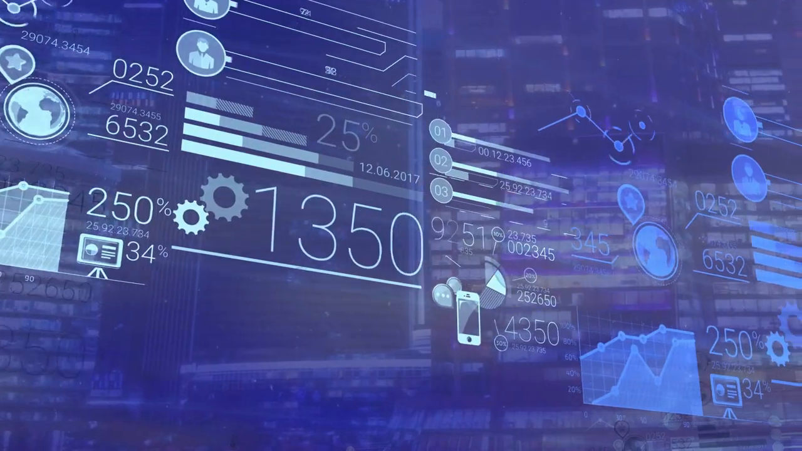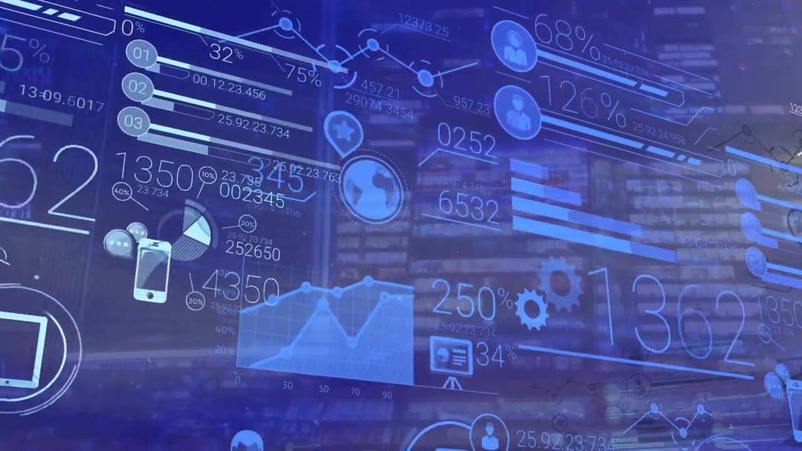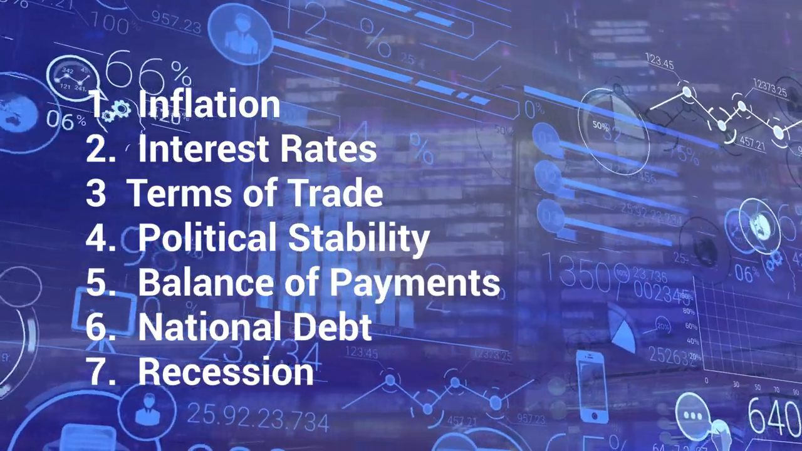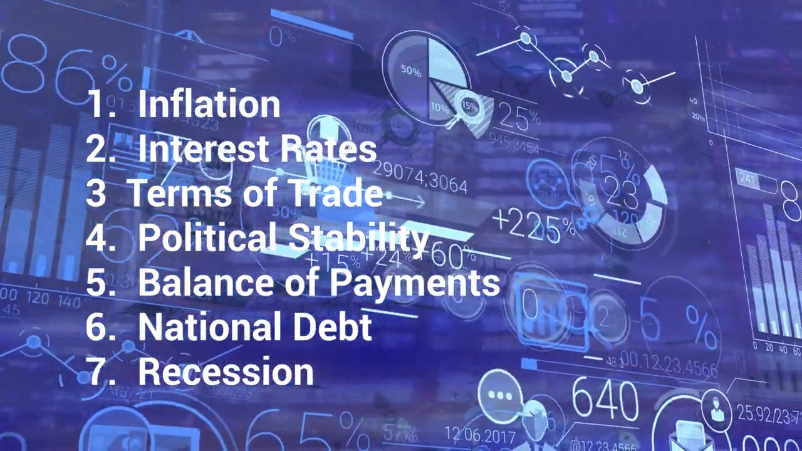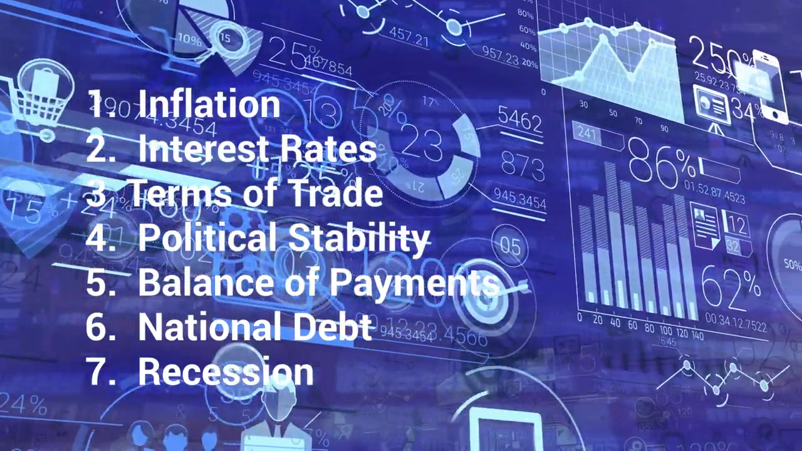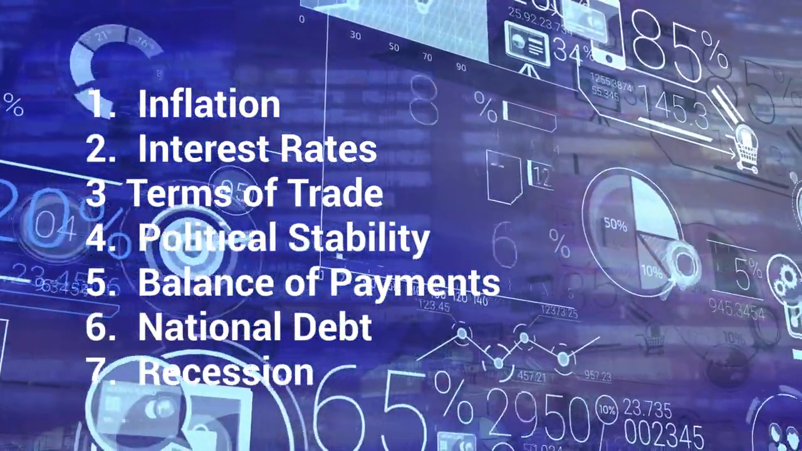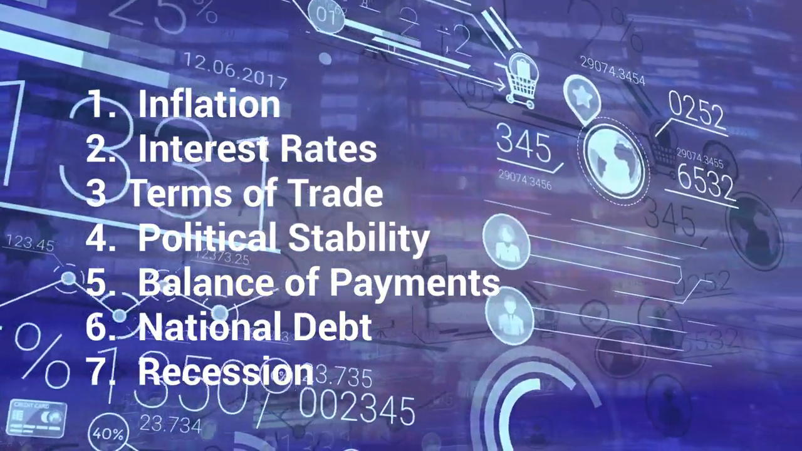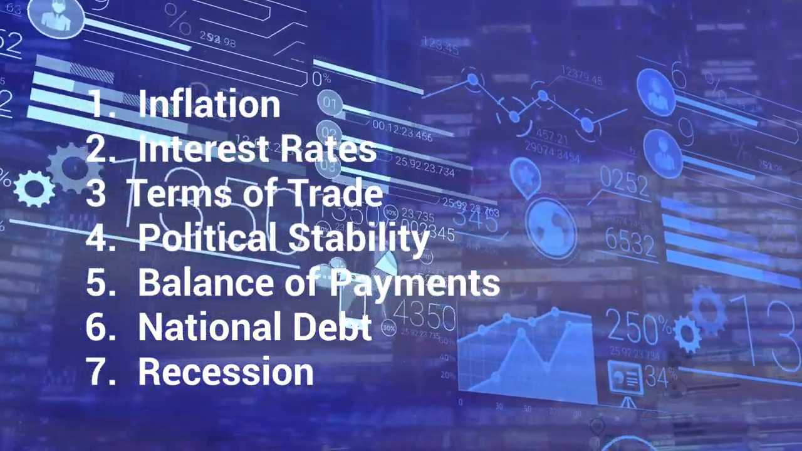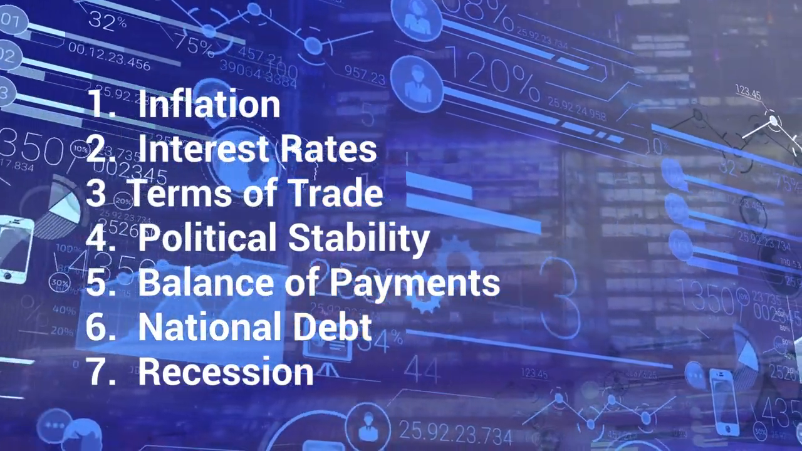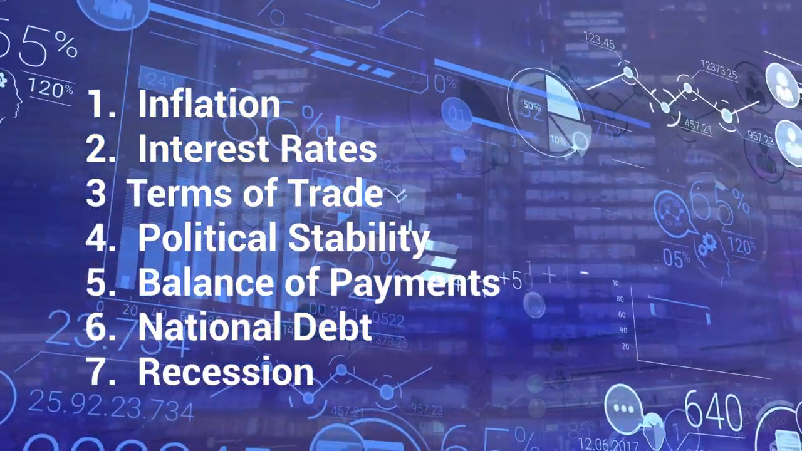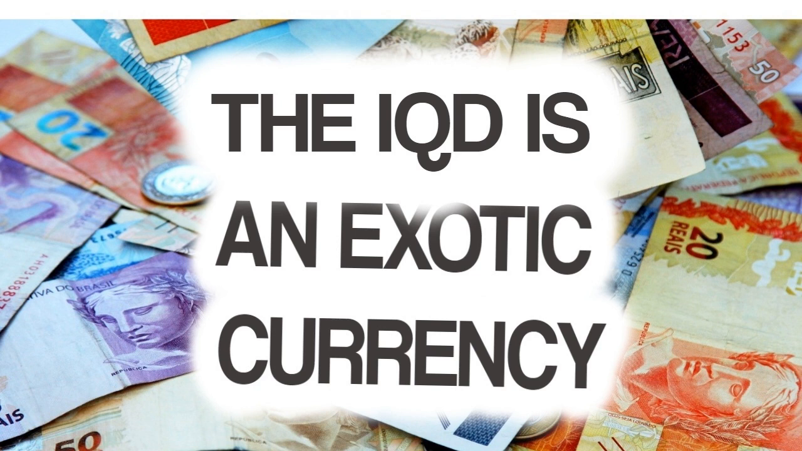Now, we also know on this channel, because I've said it in 9-10 videos in the past, there are 7 basic factors that help determine a country's foreign currency rate. The factors are inflation, interest rates, terms of trade, political stability, balance of payment, national debt, and recession. In our last video, we talked about the 4 major traits of exotic currencies. To review the traits, the link is in the top right hand corner.